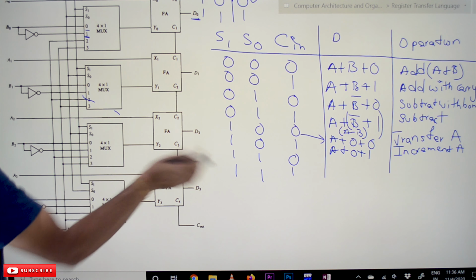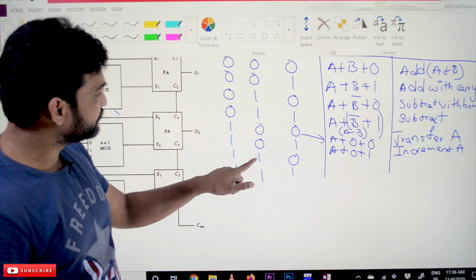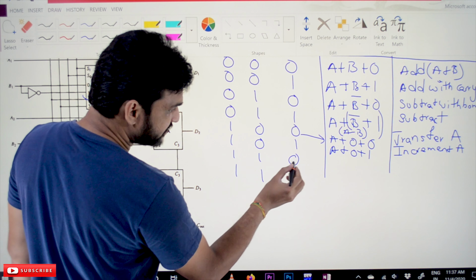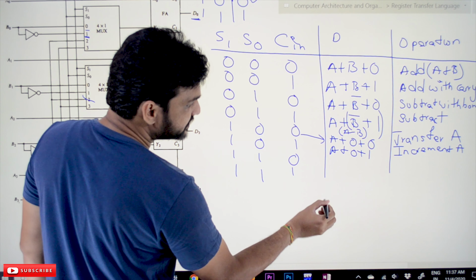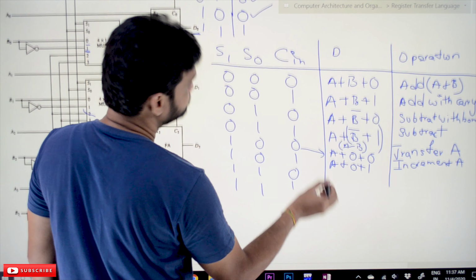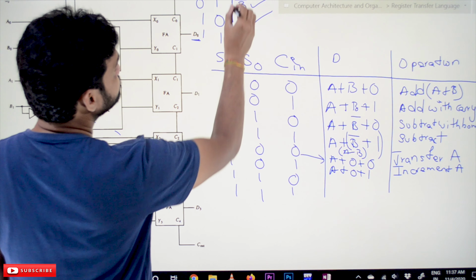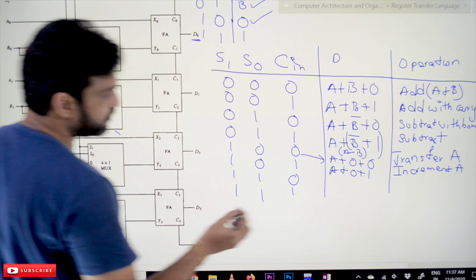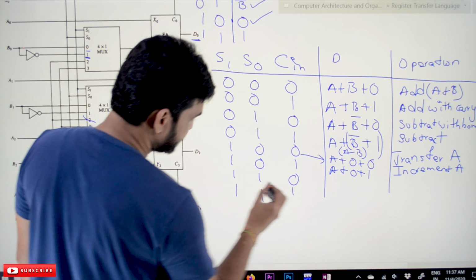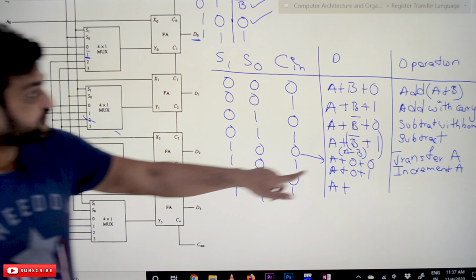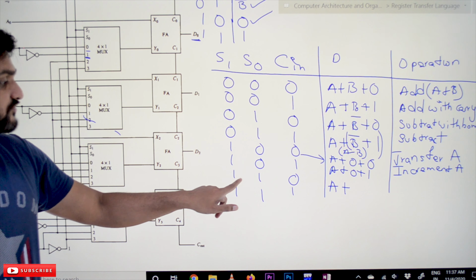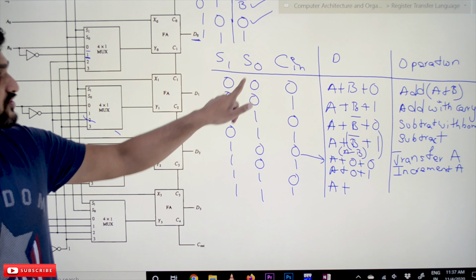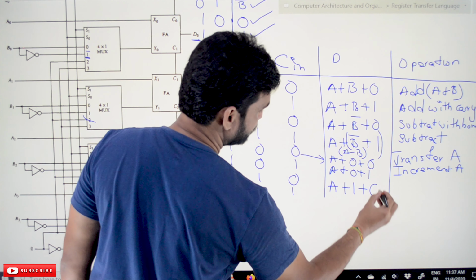Whenever the value of S0 and S1 is 1, 1 and Cn is 1, what is it going to produce as the output? A is common for all the values, plus the value of Y. The value of Y is decided by S0 and S1, which is 1, 1. So it is going to be A plus 1 plus 0.